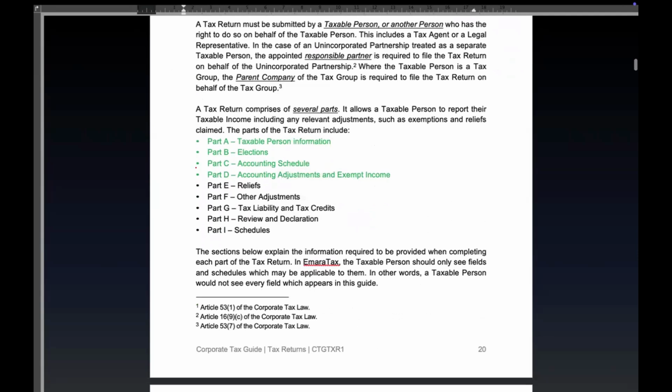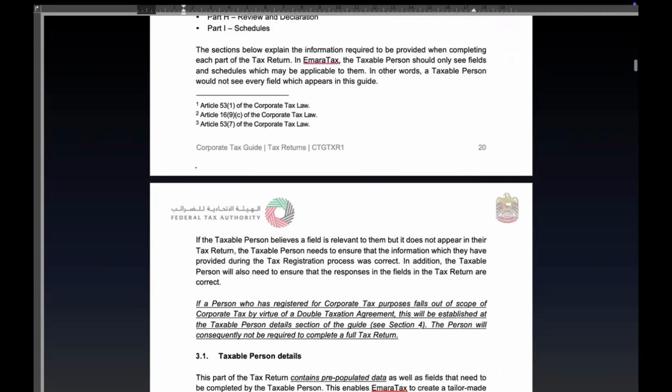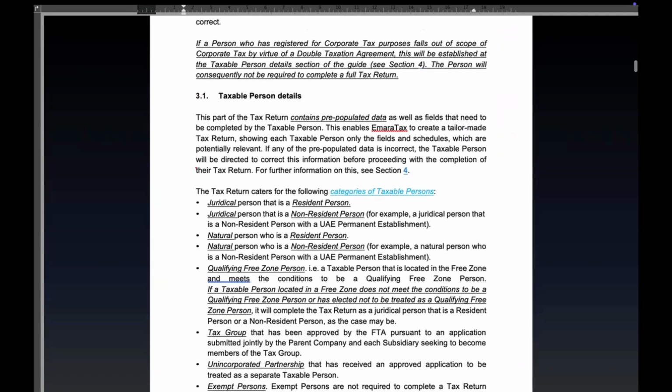These are the major sections. Out of A to D, we have already discussed in detail, but an important thing is taxable information. Taxable information will be auto-populated. A lot of information will be auto-populated, but you need to assess what your status exactly is: a juridical person, a natural person, a juridical resident person, a juridical non-resident person, or a qualifying free zone person. If you are not a qualifying free zone person, then the treatment will be different.